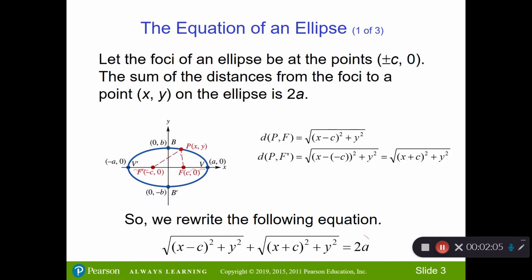Now this distance here is our distance formula from college algebra. The difference of the x coordinates would be x minus c, squared. And then the difference of the y coordinates would be y minus 0, squared. And we square root it to get the distance formula. And then this distance would be the same thing: the difference of the x coordinates and the difference of the y coordinates, so that's y minus 0 again, squared, and then we square root the whole thing. So the sum of those two distances is this distance plus this distance, and it has to equal 2a.